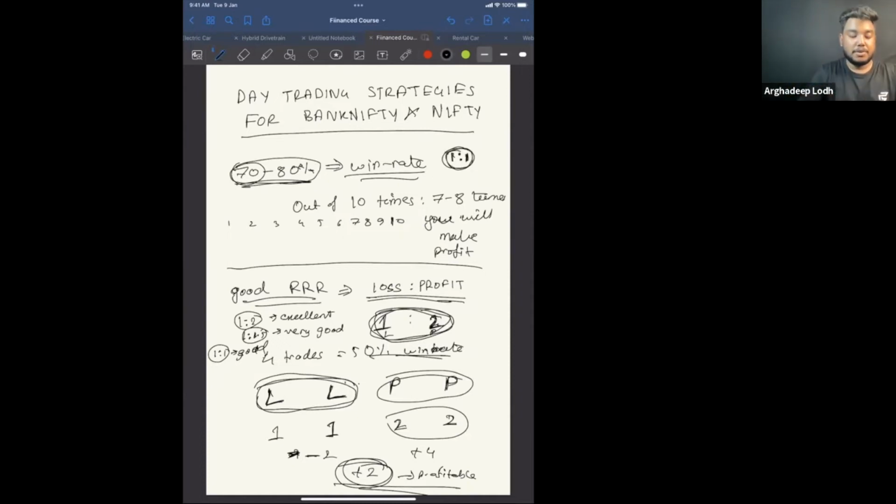and I'm considering 1:1. So now, what happens? Let's say 3 losses, and all the others are profit. So 1, 1, 1, 1, 1, 1, 1, 1, 1, 1. So how much did you lose in these 10 trades? You lost ₹3. But how much did you make as profit? You made a profit of ₹7. So you are net ₹4 profitable. This is how a strategy with a high win rate works.